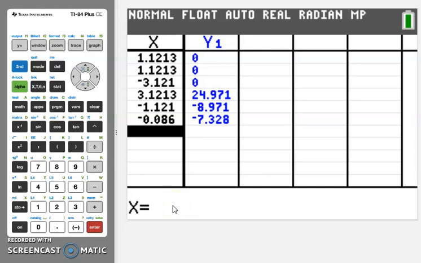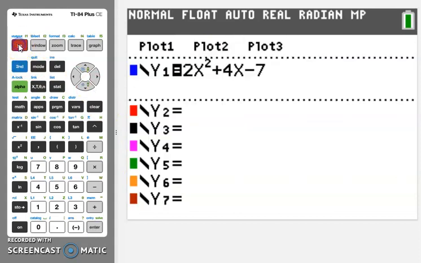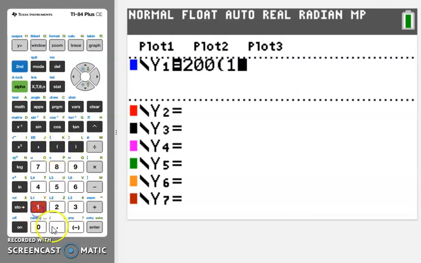Create a table and a graph for the function using an x scale of 10 over a domain of 0 to 100. So let's go back to our grapher, and I'm going to go ahead and clear this equation and type in the new one, 200 multiplied by 1.04 raised to the x power.